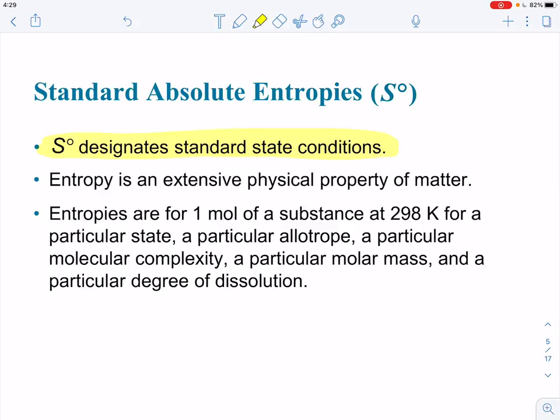It's an extensive property, meaning that the more you have, the higher the entropy associated with that material. That's why you have to multiply by the number of moles that you have in the reaction; it comes from the fact that it is an extensive property. And the entropy that you use will be specific for that particular substance at that particular set of conditions. Whatever the conditions are, whatever the substance is, whatever the form of that substance is. If you change, let's say, the crystalline structure, you are changing the entropy for that particular substance.